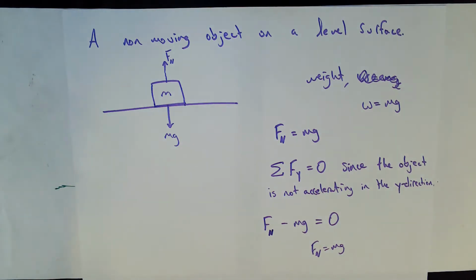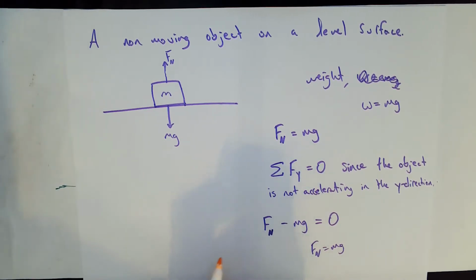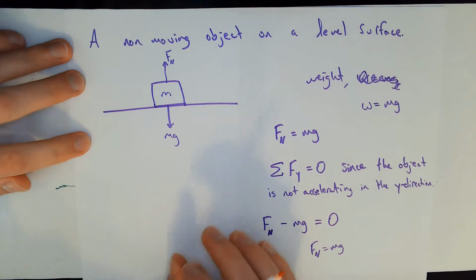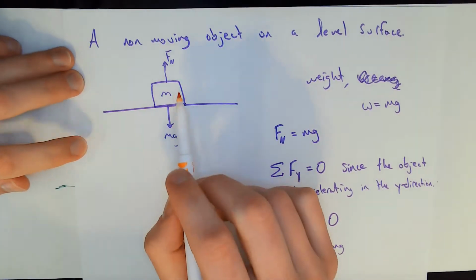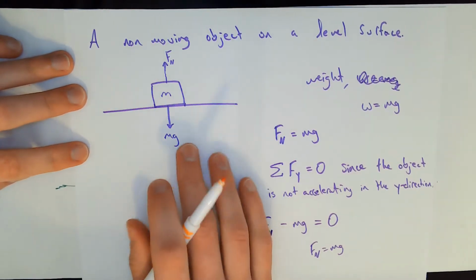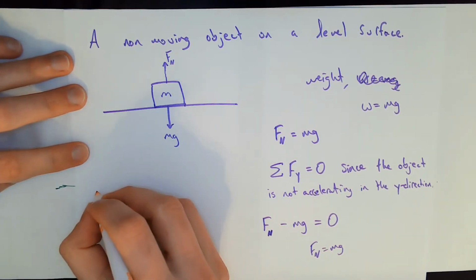Okay, so now recall that any object that's not moving is experiencing static friction, unless the problem has stated to ignore friction. So this object is experiencing static friction right now. So a possible question that I could ask about this is, let's see.